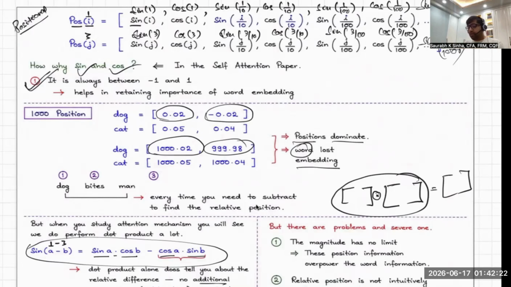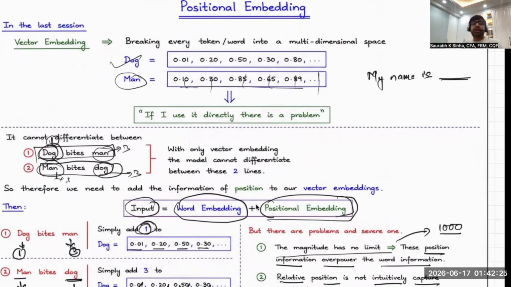So we have covered positional embedding in detail, and I think by now you understand the difference between tokenization, vector embedding, and positional embedding. Now we can jump into self-attention, which is quite exciting. With that, I'll pause here.